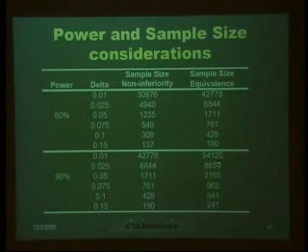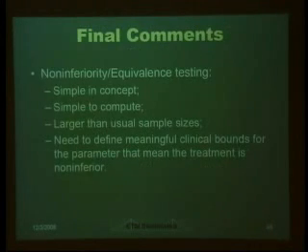Usually we need more people for equivalence tests, and if you look at these numbers, they are quite big. So this is a disadvantage of equivalence and non-inferiority testing. We need larger than usual sample sizes to have the same power with the same probability of type 1 error.